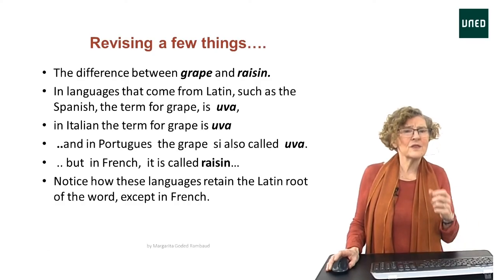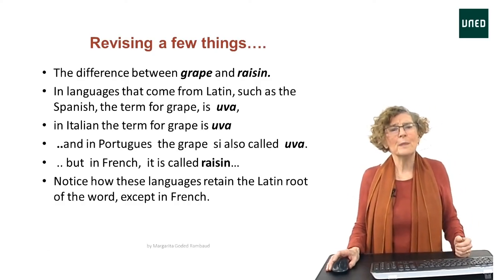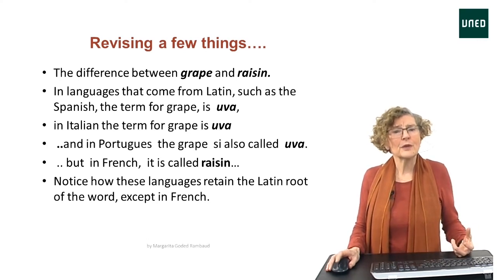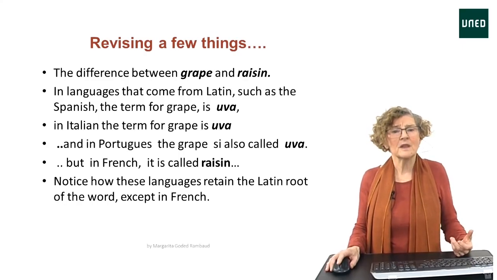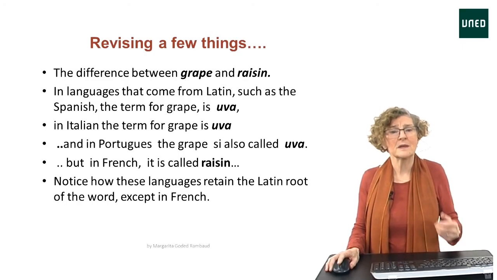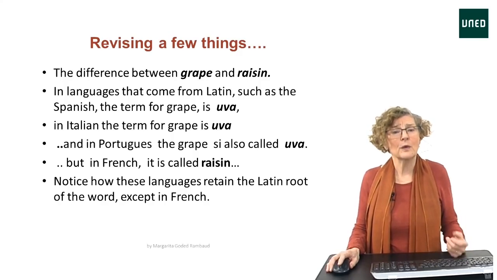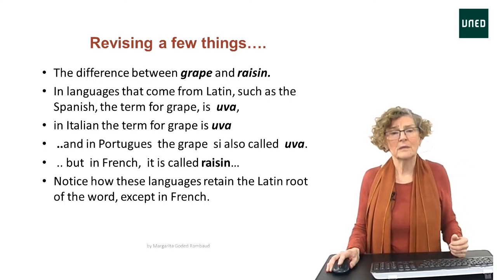Now, let's revise together a few things. For example, the terms grape and raisin. In English, the word grape refers to the fruit of the vine plant. This fruit comes in the form of groups of berries, as we have seen. These groups of berries form clusters. We've seen that in a couple of slides before now.